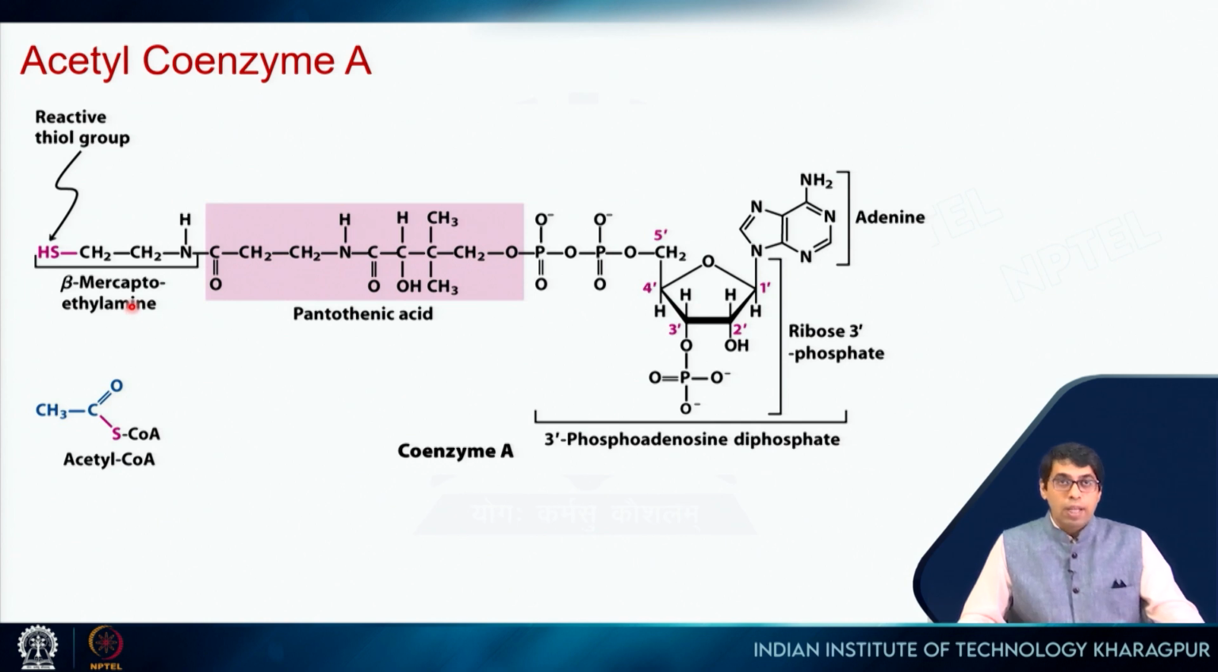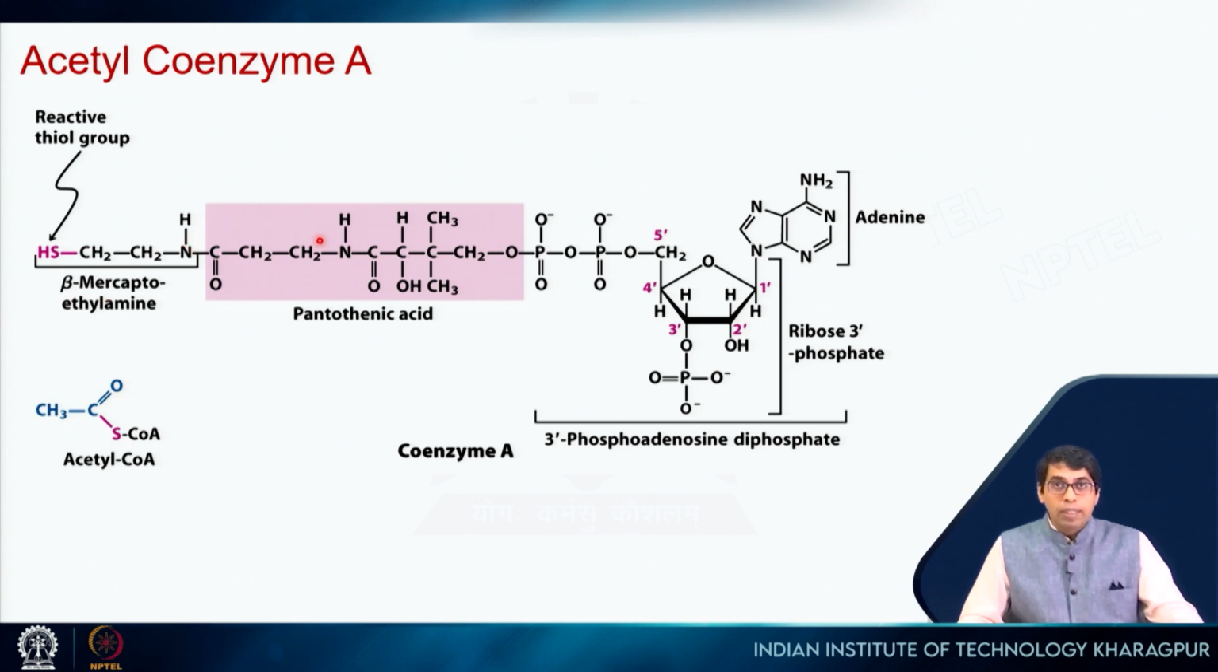So, here is the structure of coenzyme A. So, this is coenzyme A. So, you can see that there is adenine, there is ribose 3-phosphate, there is the phosphate group. This is called pantothenic acid, and finally, there is this beta mercapto ethaneamine group, right.